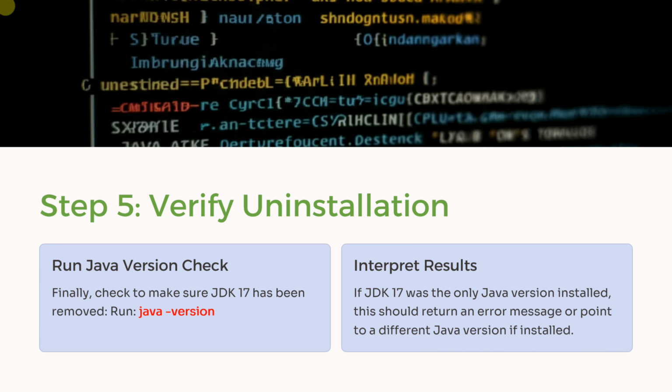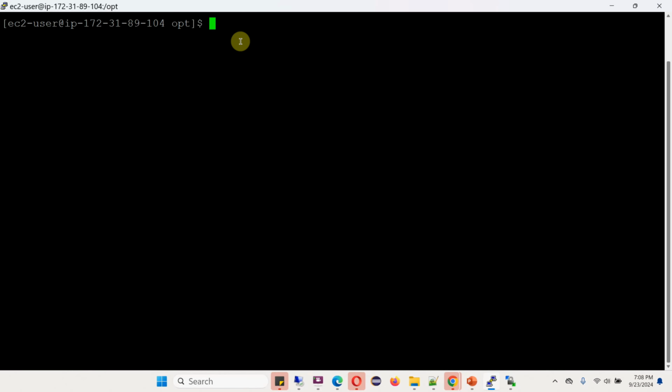Step 5 is verify uninstallation. For that, we have to run the command java -version. If JDK 17 was the only Java version installed, then this command returns an error message or points to the different Java version if installed. Run this command java -version and we got error message saying command not found. So from this we can confirm JDK 17 is successfully uninstalled.